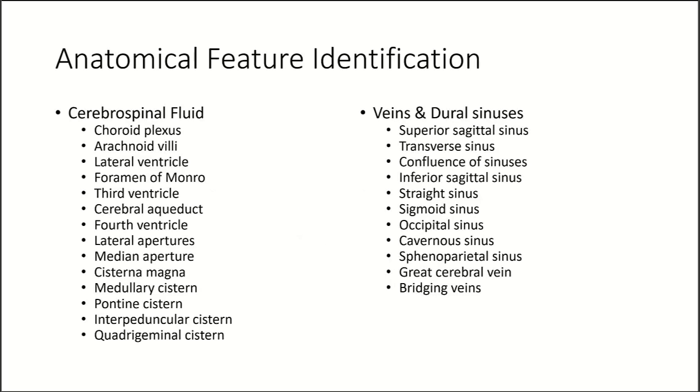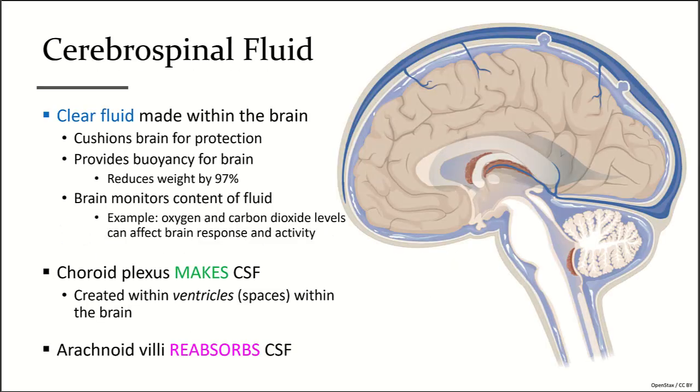Okay, we're going to go over cerebrospinal fluid and cisterns. Here's a list of anatomical features that you should be familiar with and be able to identify. For cerebrospinal fluid, we're going to just begin with identifying that it's a clear fluid made within the brain.